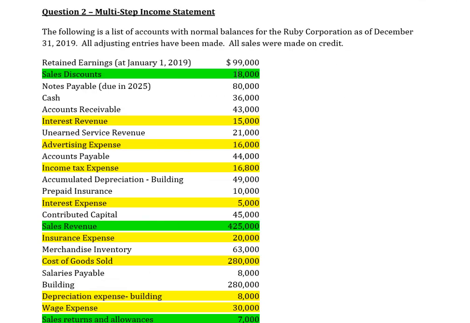Hi folks, welcome to the next video, which tests you on your ability to put together a multi-step income statement. So we've got some balances for accounts on Ruby Corporation's financial statements at December 31st, 2019. You can see these are taken from what we would call the adjusted trial balance because it says all adjusting entries have been made. All sales were on credit.